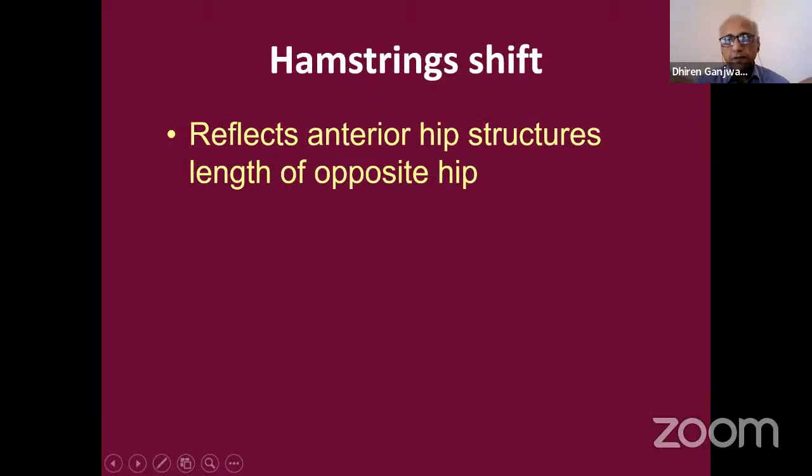Let's say that we have a 20-degree hamstring shift. What does it suggest? So there is an anterior pelvic tilt, sir. Yes, the importance of that is very right. The hamstring shift reflects anterior hip structure length of the opposite hip, or the contracture of the hip flexors of the contralateral hip. That's what we understand by the hamstring shift. Very good.